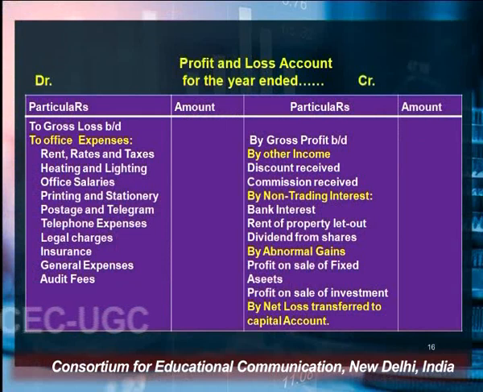If there is a loss on sale of investment, so all types of expenses, meaning all indirect expenses and losses, will be shown on the debit side of the profit and loss account. And on the credit side, we will be showing all types of incomes and gains. As you can see on the credit side of this account, the first item which is appearing here is gross profit, which is brought down. B/D means brought down.